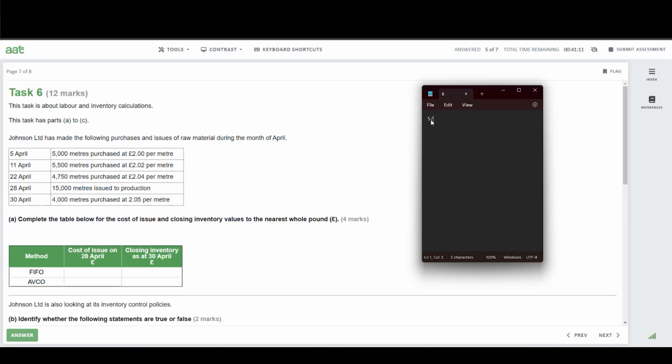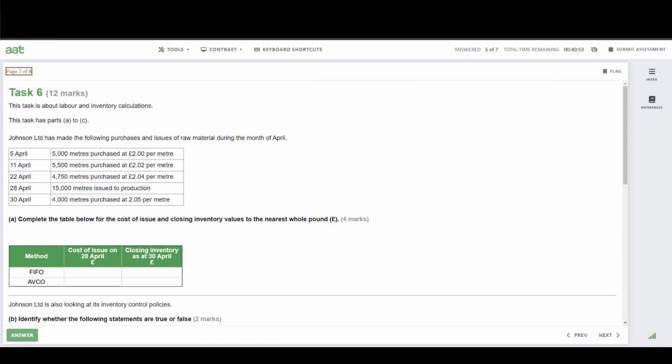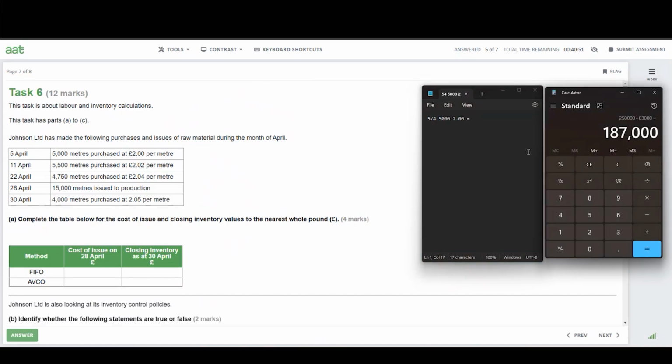So on the 5th of April, 5,000 meters were purchased at £2. So the cost of those receipts, 5,000 at £2. I'm sure we can do that without the calculator, but let's open it up. 5,000 at £2 means that those receipts cost in total £10,000.